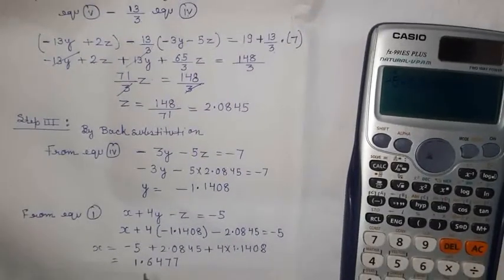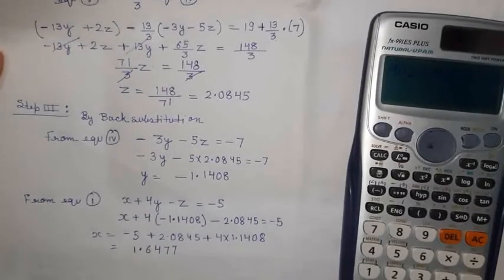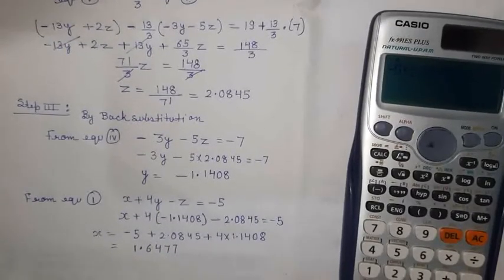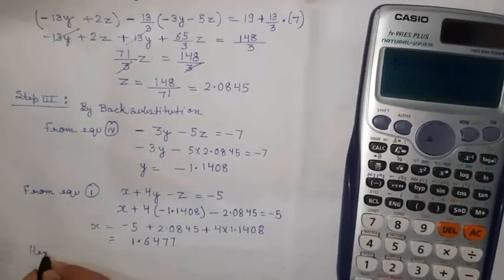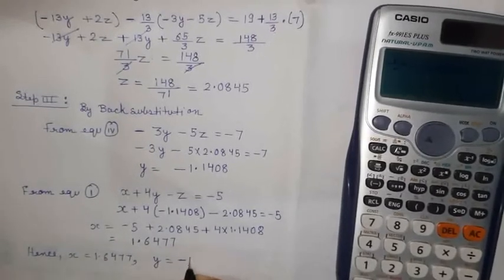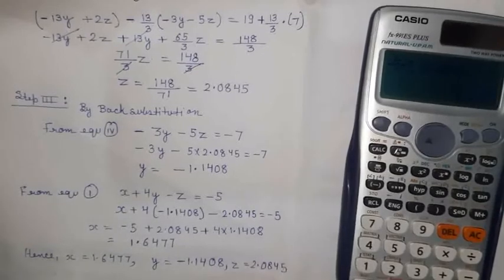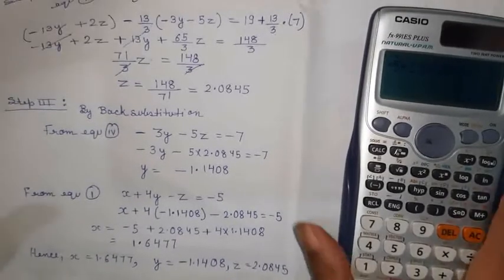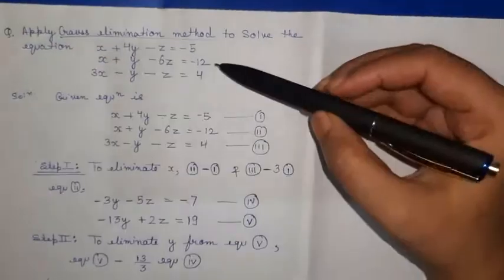x is equal to 1.6477. So in this way, with the help of back substitution, we have got the value of x. Hence x is equal to 1.6477, y is equal to minus 1.1408, and z is equal to 2.0845. So with the help of this Gauss elimination method, we have got the values. This is our actual question.